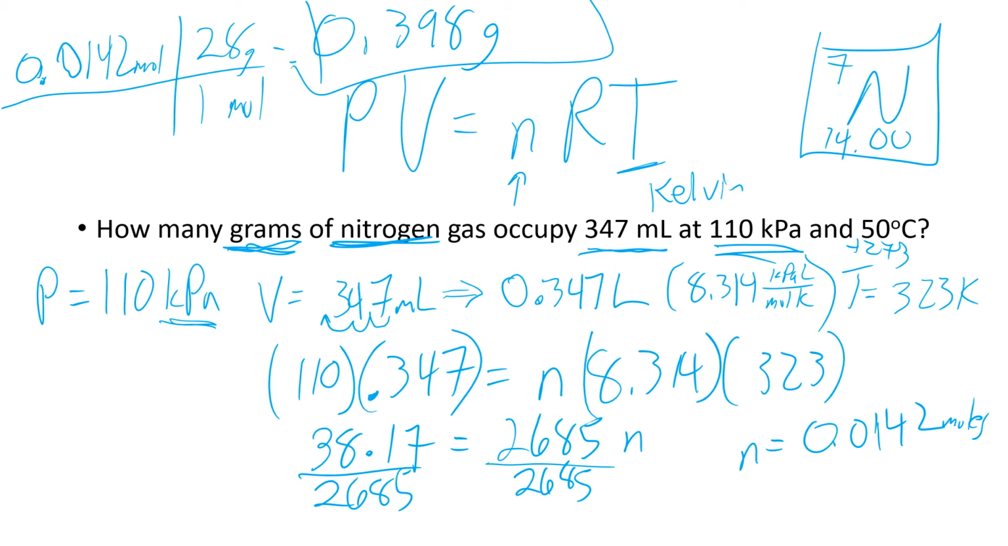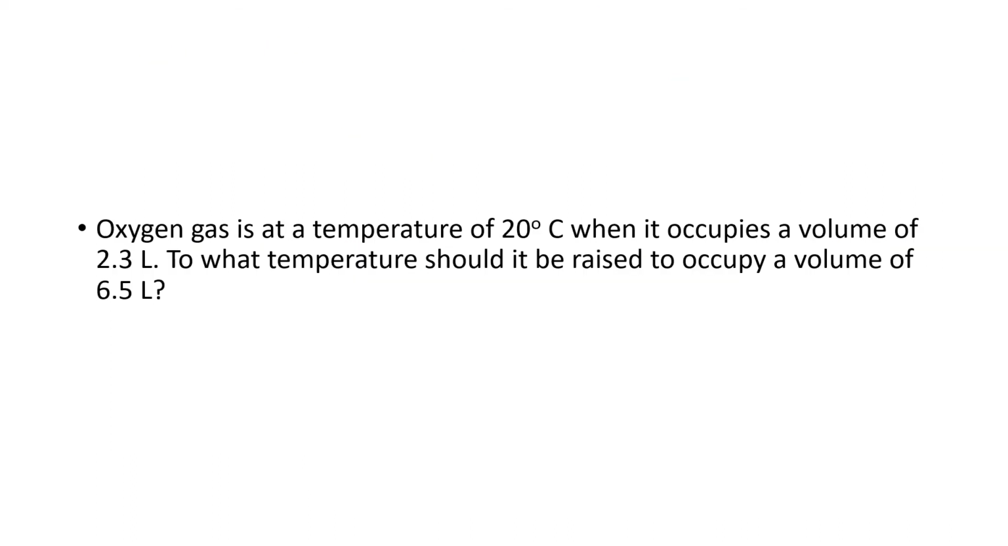And if you're showing a lot of work and you're using the right R and the right equation and all that, you're going to be in good shape. So let's take a look here. We got a temperature, a volume, two volumes. So hopefully that's indicating to you that we need a P1, V1, T1, and we need a P2, V2, T2.